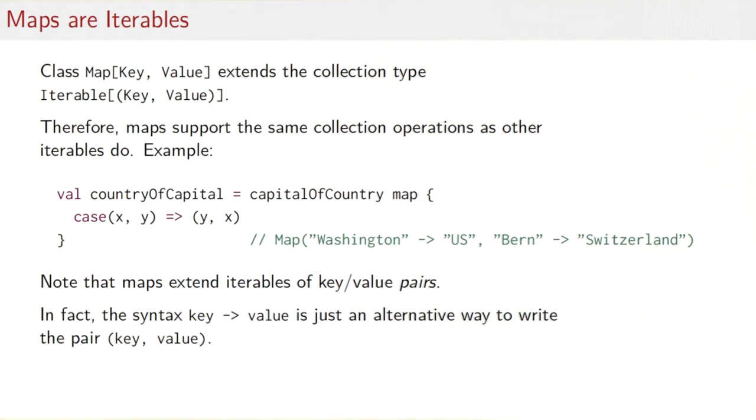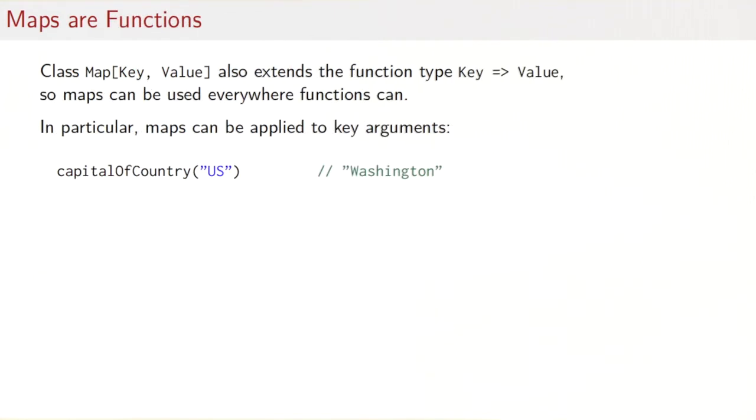So maps are iterables. But in fact, maps are also functions, and that's because the class Map[Key, Value] also extends the function type from keys to values. That means maps can be used everywhere functions can. In particular, maps can be applied to some arguments. So for instance, capitalOfCountry("US") is a well-formed application, looks like a function call, but maps are functions, so that would give us back Washington.